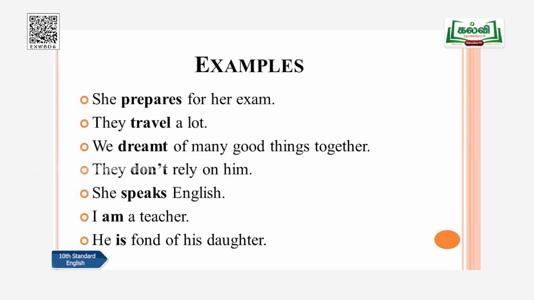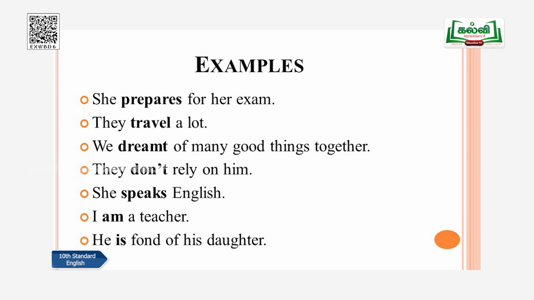In the first sentence, she prepares for her exam. Here the subject is in singular. So we have used the verb prepares there. And in the second sentence, they travel. So here the subject is in plural. So we have used travel there. We have not added s to the verb. And here in the third one, we dreamt of many good things together. Here we are indicating time. We are talking about past. So I have used dreamt.